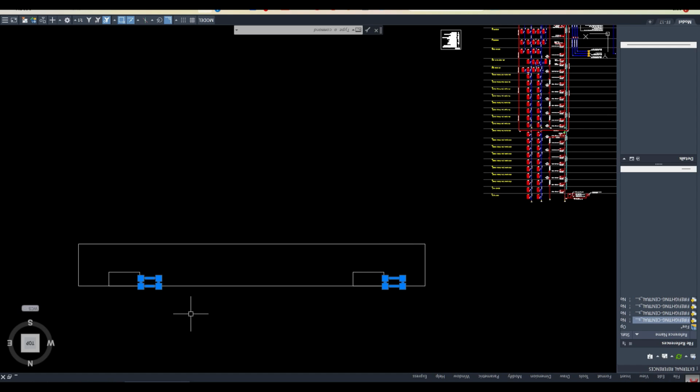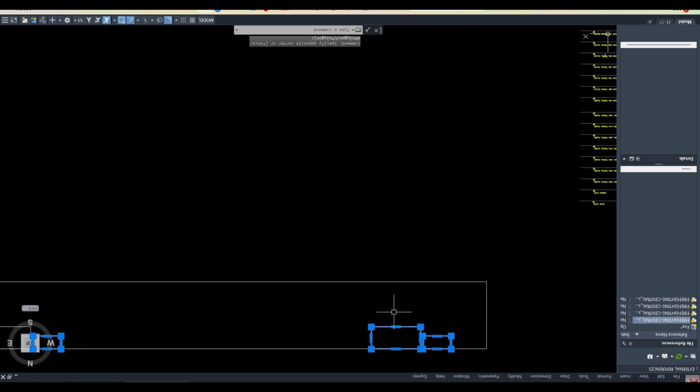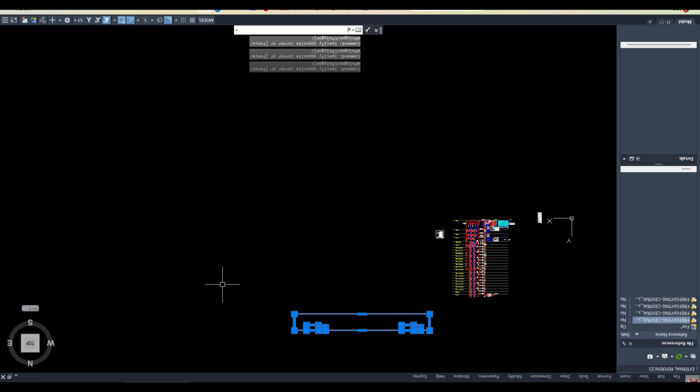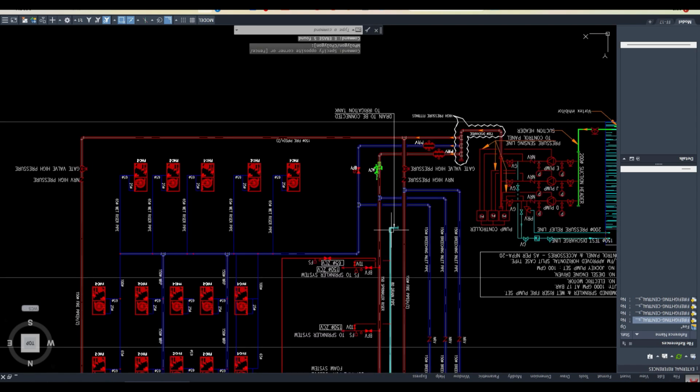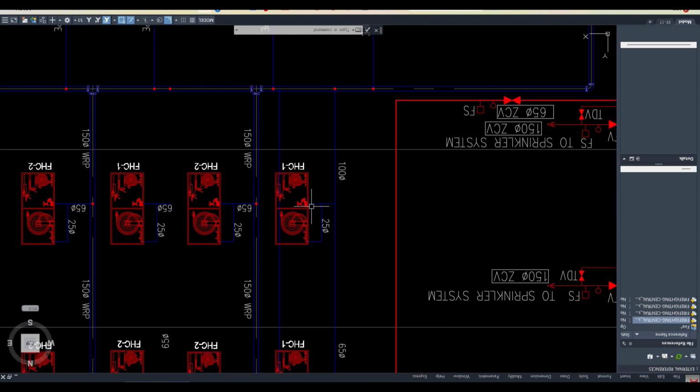Okay, so now we have learned this system. So why did we come here? To understand this system, the landing valve system. So one minute, I'll delete this one. Okay, so this system is a wet riser system, right? And this is a combination of that.